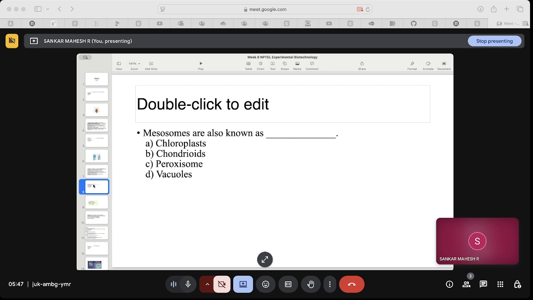The next question is mesosomes. Mesosomes are also known as dash: chloroplasts, chondrioids, peroxisomes, and vacuoles. You can take a couple of minutes to think about this.